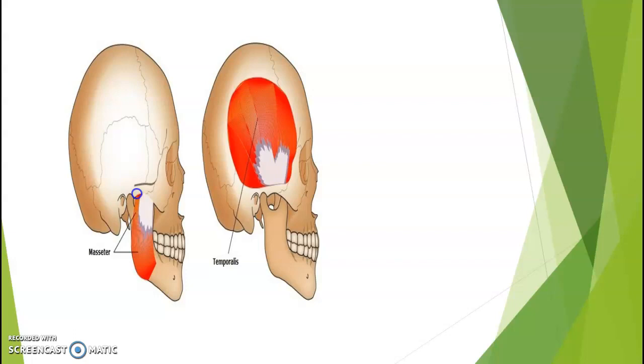Temporalis. The temporalis begins at the bones of the skull at the front, at the side, and the base, and attaches to the top of the lower jaw, the mandible. Like the masseter, it helps close the mouth.